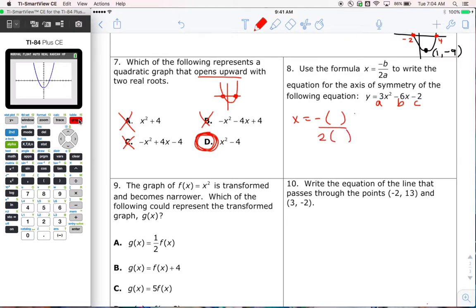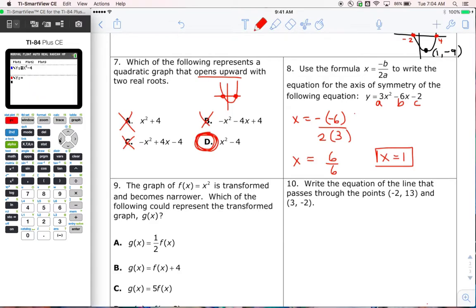Those are for numbers. So b is negative 6 and a is 3. I'm just plugging them in. So if I simplify this, I've got negative negative 6, which is just positive 6, over 2 times 3, which is 6, which means I've got x equals 1. So this is my equation for the axis of symmetry.